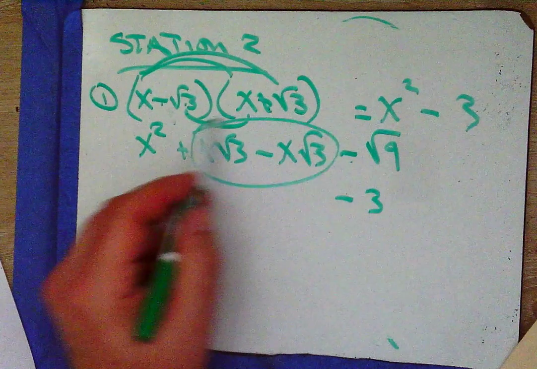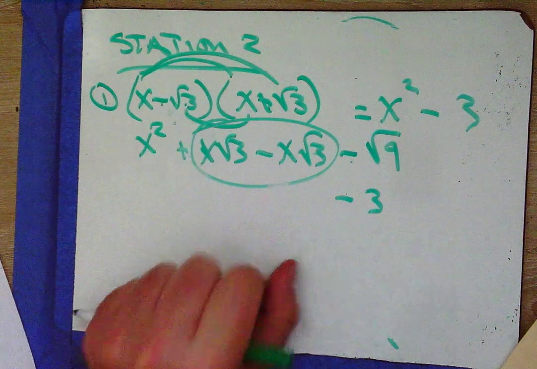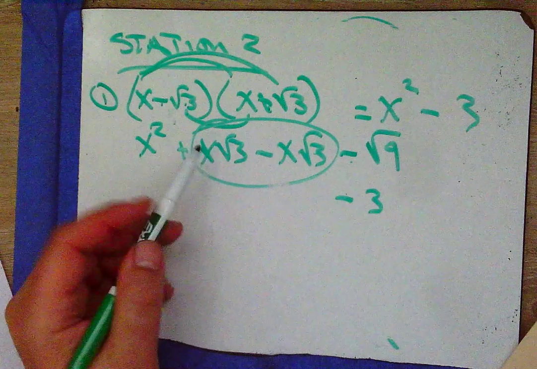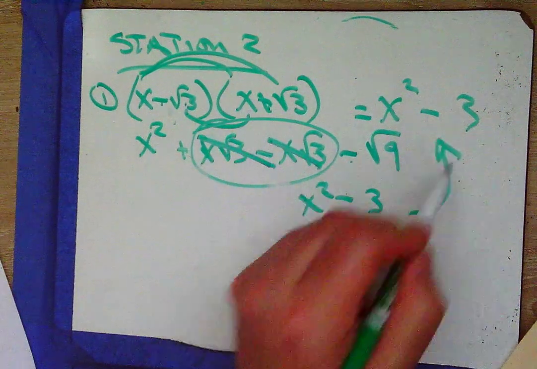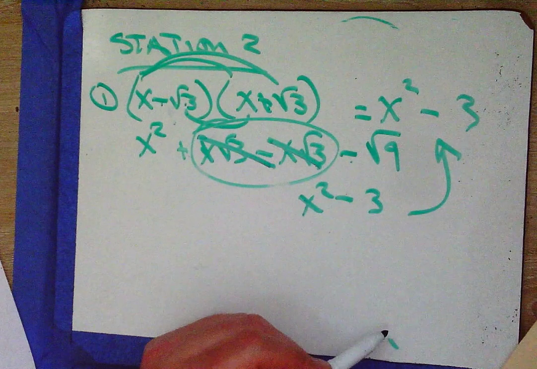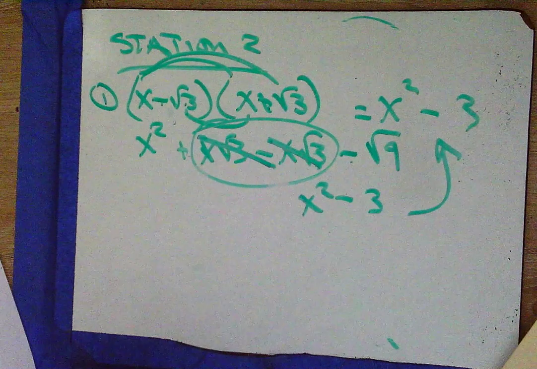And what happens to these middle terms? You've got a plus x root 3 and a minus x root 3. That's right, they cancel each other out. So I end up with that same x squared minus 3. So I didn't actually have to know the pattern. Knowing the pattern, though, would have saved me some time.